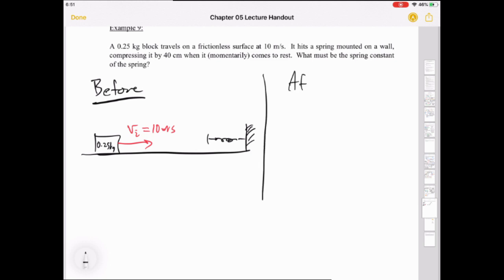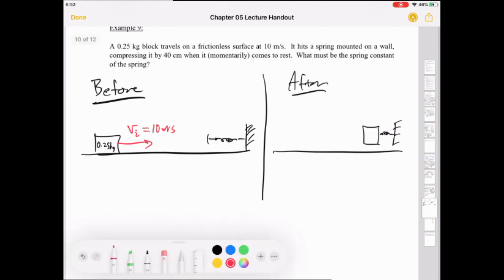And my after picture has the spring compressed, and the block has just come to rest. So if you imagine this system dynamically, what's going to happen? Well, the block hits the spring, it slows down until all of the energy is converted to spring potential, and then the spring gives that energy back and shoots it backwards at the same initial speed, right? So it would come in at 10 meters per second to the right. It would leave at 10 meters per second to the left if we're assuming there's no friction and no losses to other kinds of energy.